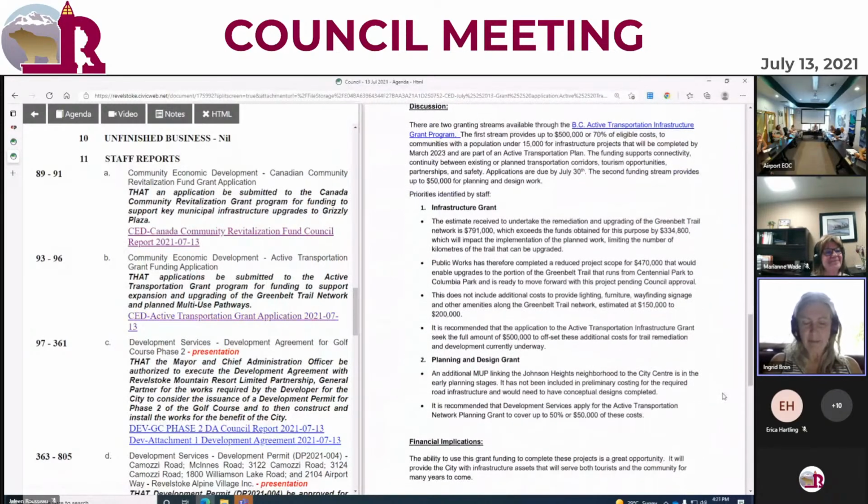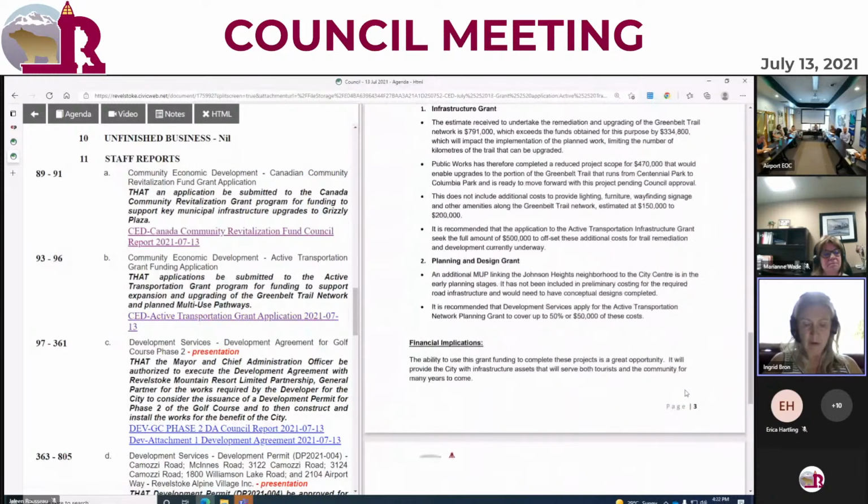So this active transportation grant funding would basically build on the active transportation planning that was done in 2010. It also aligns with our resort development strategy and the master transportation plan we're developing right now. So it'll tie into all of these, but provide additional infrastructure funding to match projects we have currently underway.